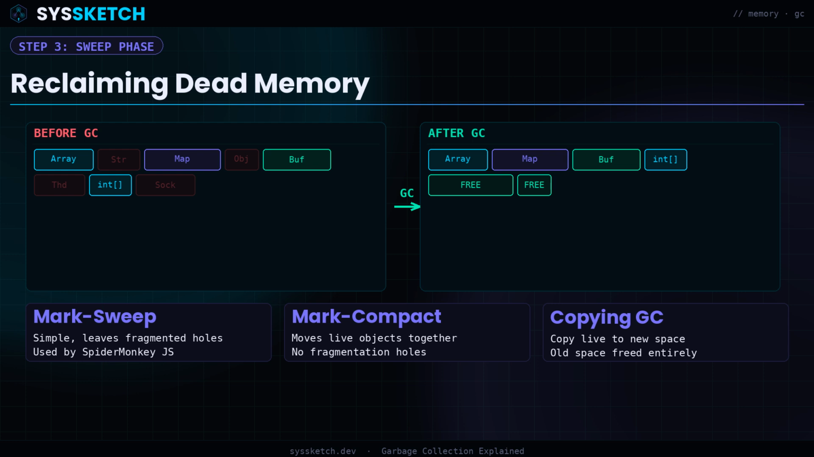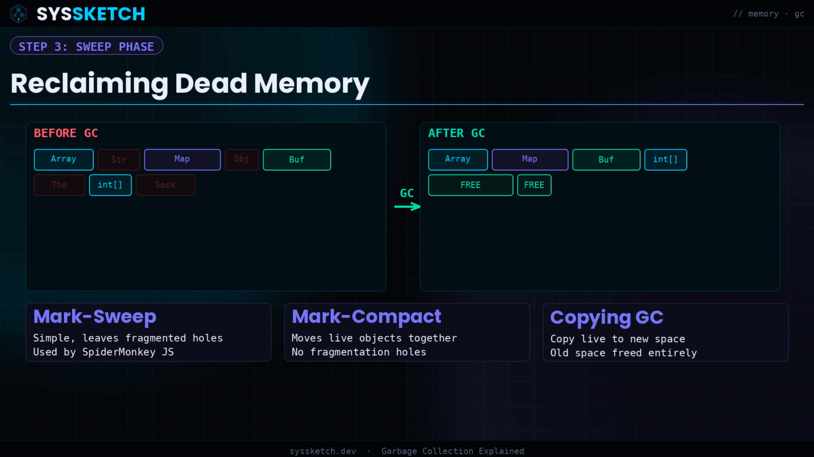Mark compact solves this by sliding all live objects together toward one end of the heap, eliminating holes and leaving a clean contiguous free region at the cost of moving objects and updating every reference to them. Copying collection takes a different approach. It divides the heap into two halves, copies all live objects to the clean half, then discards the entire old half in one operation. Go uses a variant of this for its young generation.